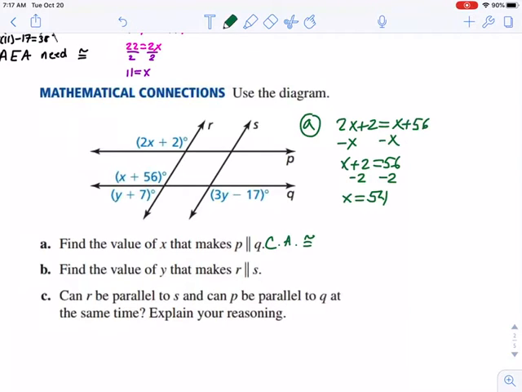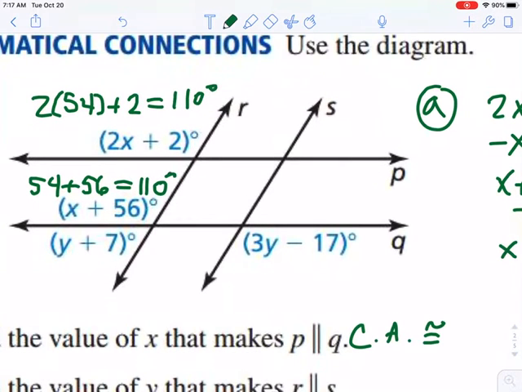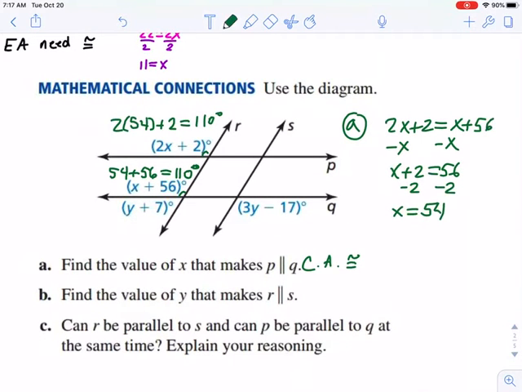All right, and again, let's just emphasize things. And this is actually going to help us out in number C. So let's just knock it out right now. Let's plug it in for both things. Let's just double check our work. I'm going to get 2 times 54 plus 2, which is going to be 110. And if I do 54 plus 56, I'm going to get 110. All right, so that's pretty cool. All right, we got corresponding angles. They're congruent. So now these lines are parallel. Hooray!